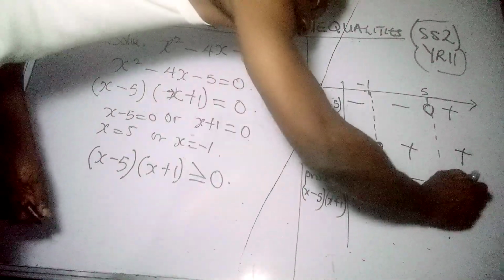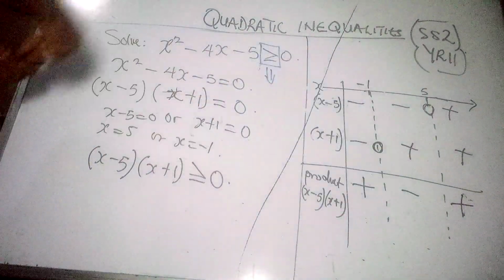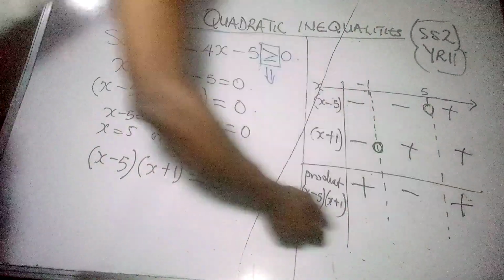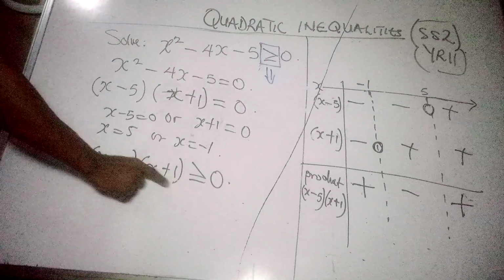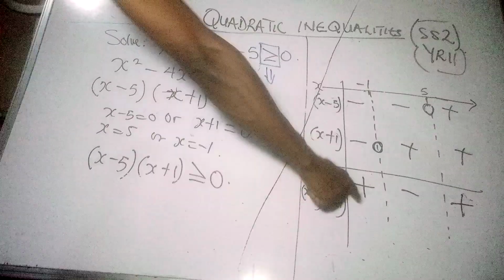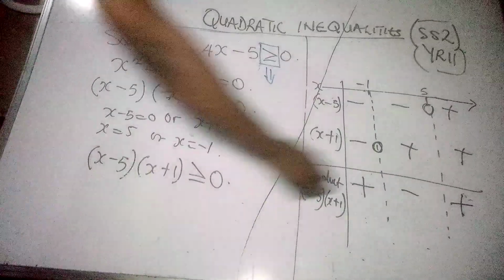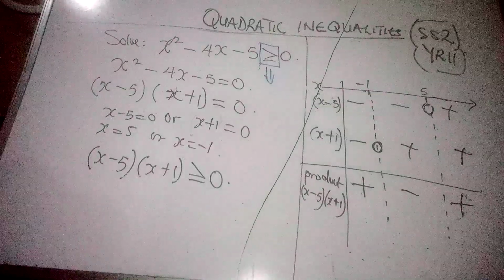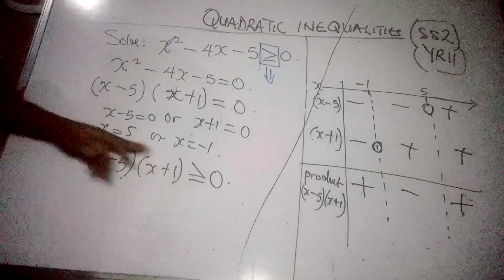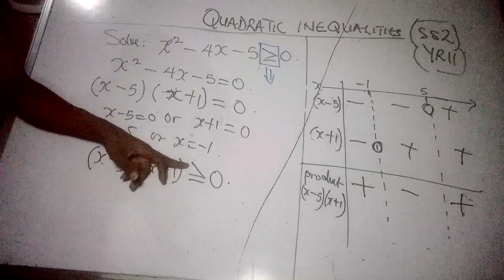This is plus. So the result you have here is the result of these two multiplied together. Okay? This times this equals this here. This times this equals this here. This times this equals this here. But don't forget that our inequality is what? This times this greater than or equal to 0.